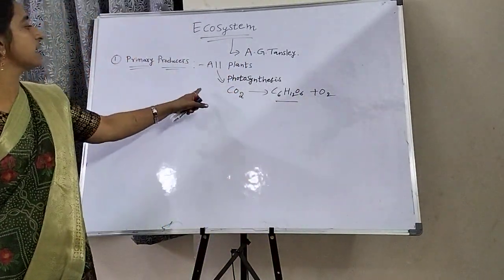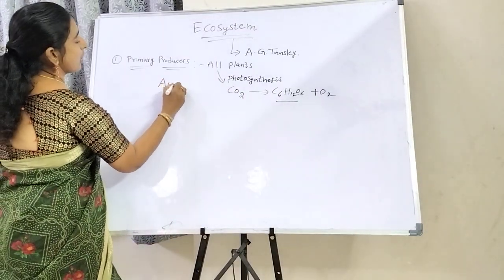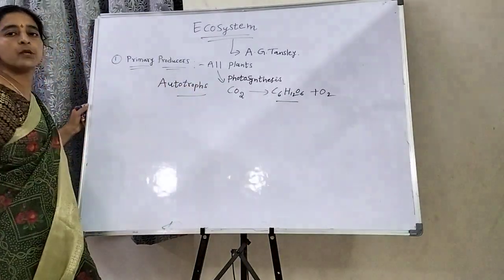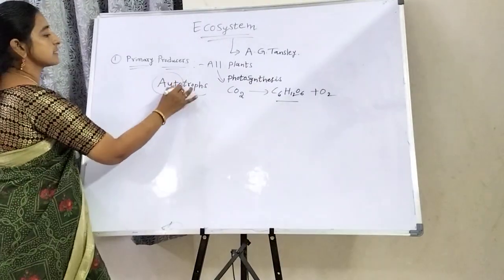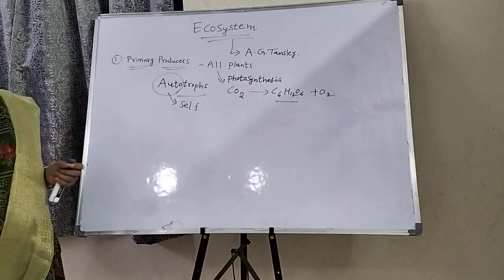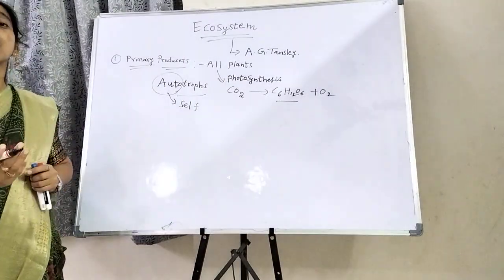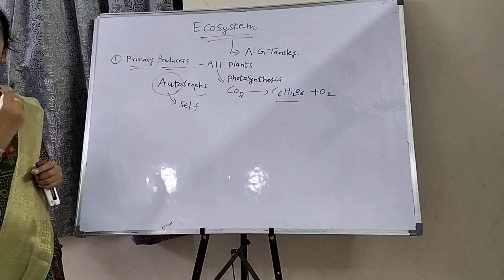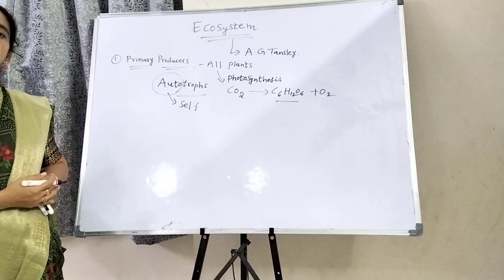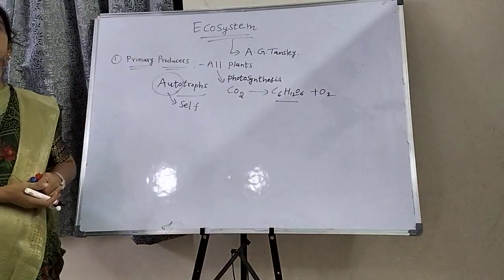That is why they are known as autotrophs. Auto means self. Only by themselves they prepare their food, so they cannot depend on other organisms. They produce food by their own mechanism. So that is the photosynthesis process.